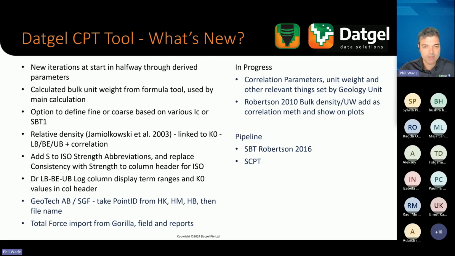So people wanted to be able to set an IC method of value that would define it depending on their geology. So that's an option. We've improved some correlation presentations and some import options, and we created reports with total force recently and changed the way we're doing abbreviations for ISO. We're sort of partway through doing this one on the right, the correlation parameters by geology unit.